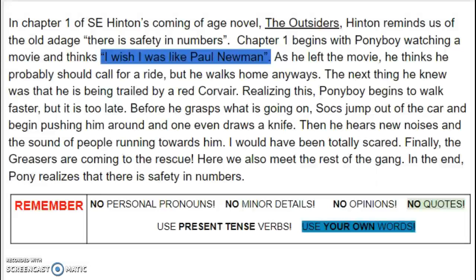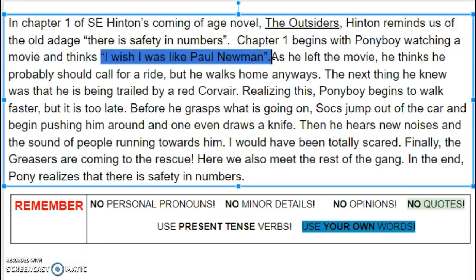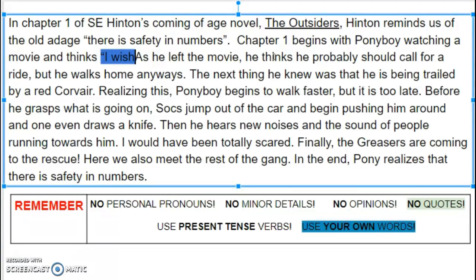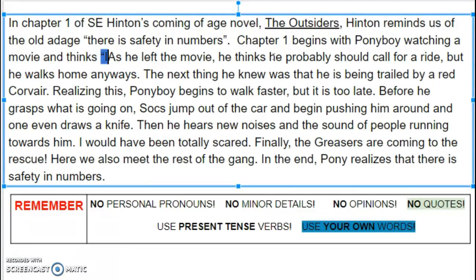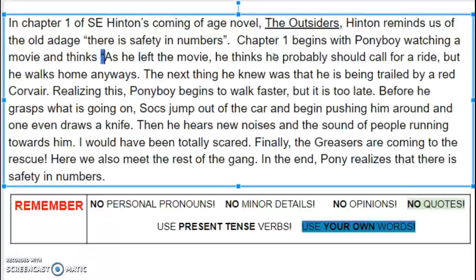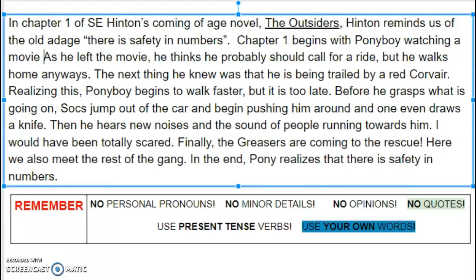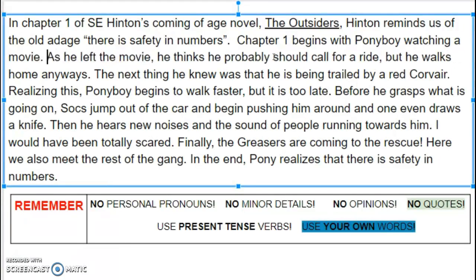Now I want to make sure that I'm using my own words. I don't have any quotes. And, you know, look what I did. I put a quote right up here. That's an easy fix. I'm just going to go back in and delete the quote. And I'm going to, chapter 1 begins with Ponyboy watching, and I'm going to just put my period right here. Watching a movie. That's just the facts.